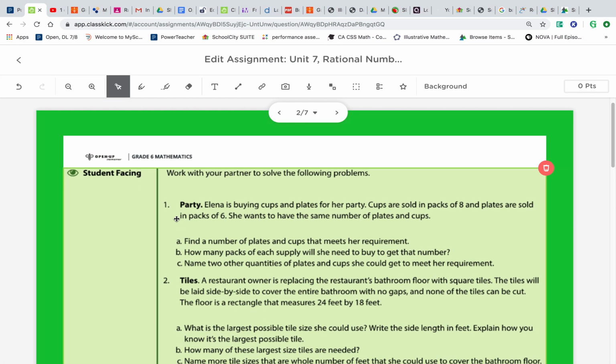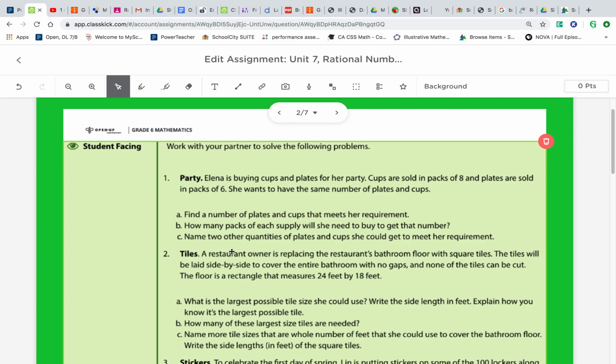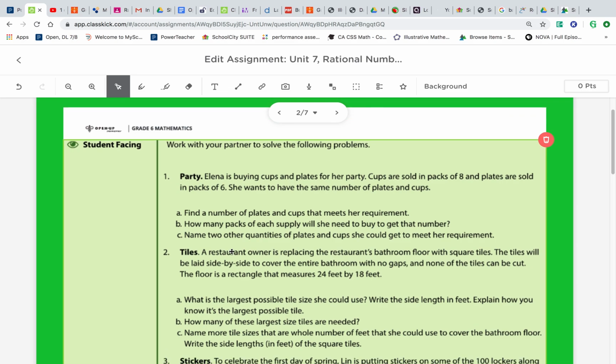All right, we are in the last lesson of Unit 7, Lesson 18. Okay, so work with your partner to solve the following problems. This is what you hopefully have found.